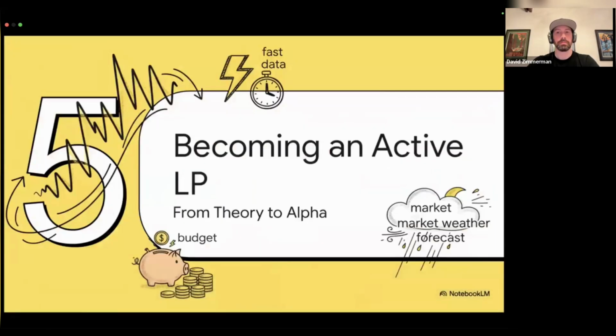So now we have the core pieces, right? We know we're selling volatility, we have a budget for it, we know we need fast data, and we've got a market weather forecast. So let's put it all together into a strategy you can actually use.